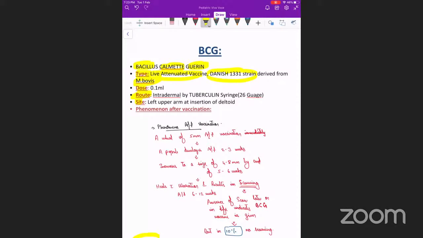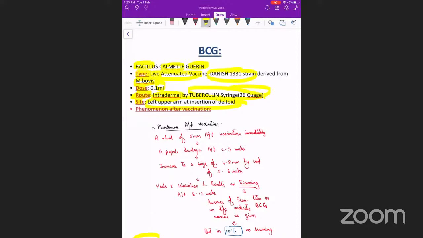And what is the dosage that is given? The dosage is 0.1 ml. What is the route? It is intradermal, using the tuberculin syringe. It is a 26 gauge syringe. Now, what is the site? The site is the left upper arm at the insertion of deltoid.